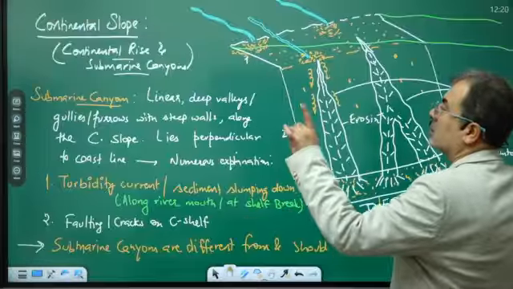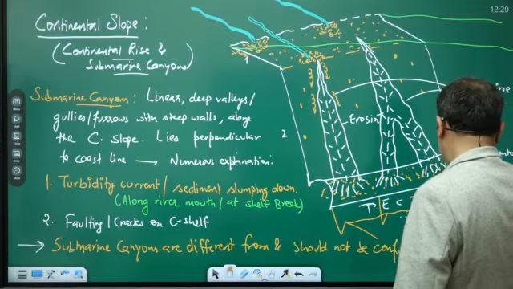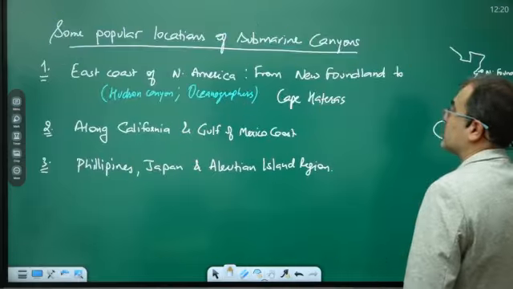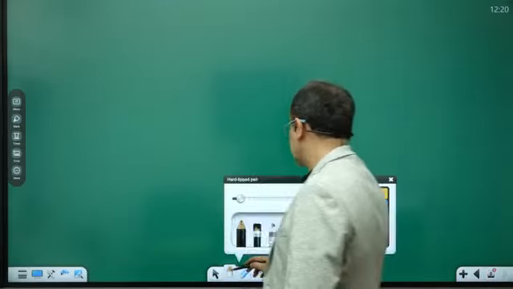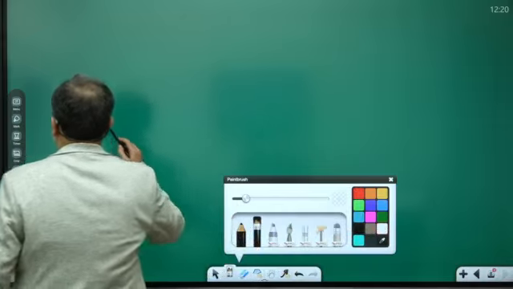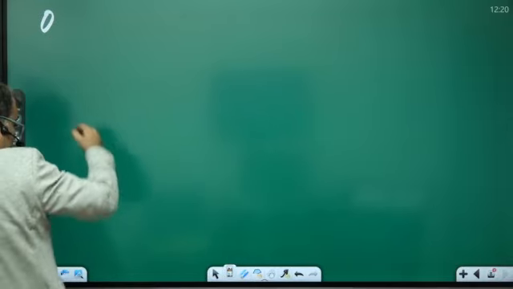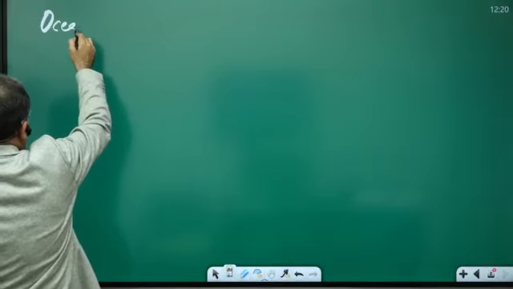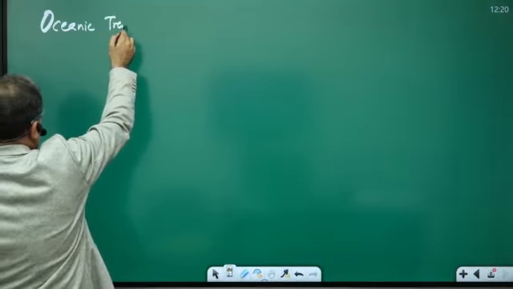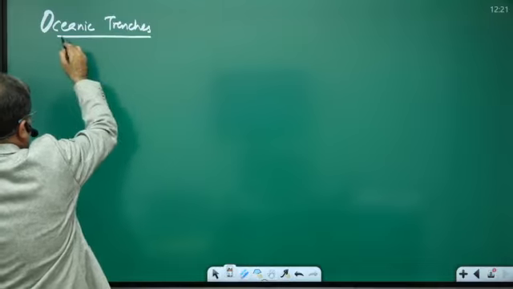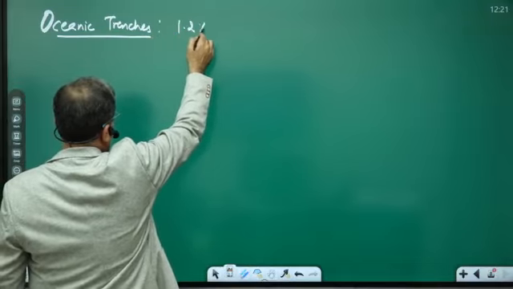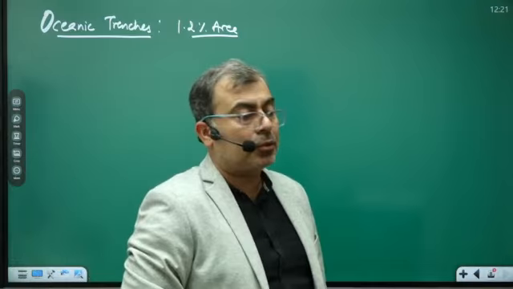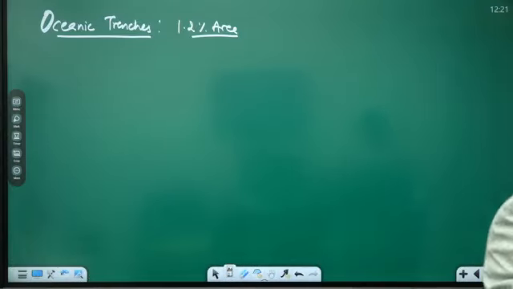Shelf is done, slope is done, and now trenches. Oceanic trenches. 1.2% of the area that we are talking about.